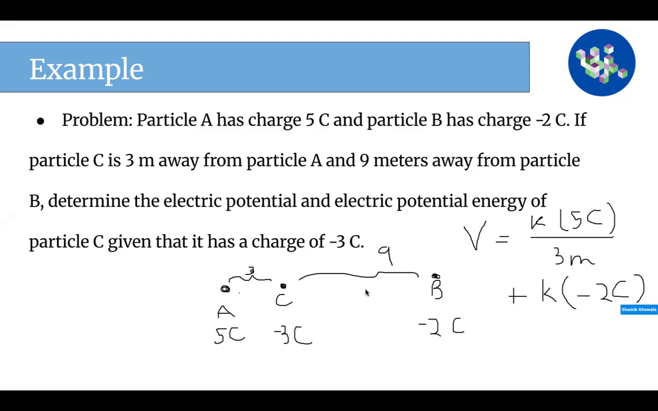Yeah. The thing about electric potential and electric potential energy is that they're additive. So we're going to add the electric potential from A and the electric potential from B. It's like we're superimposing the electric potentials. So this is your expression for V. I'm not going to calculate it, but you can calculate it if you want.